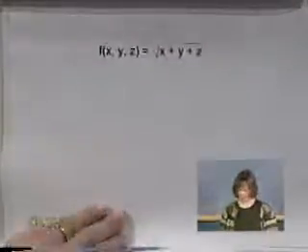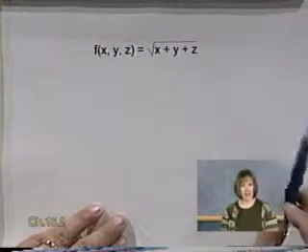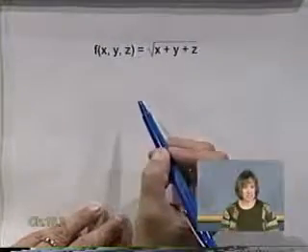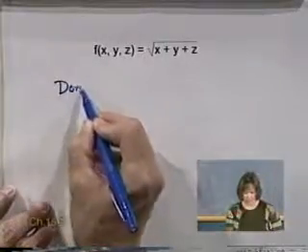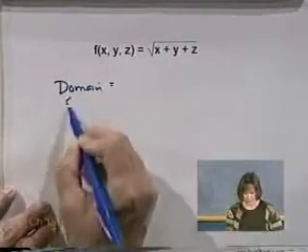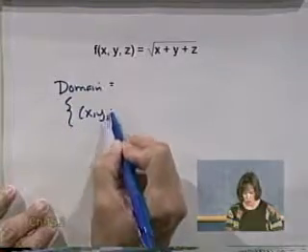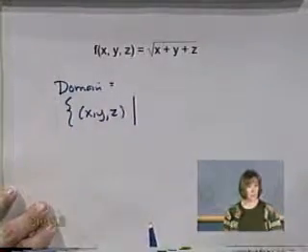One more. This one. Oh, I'm lying. There's 2 more. Okay, this one. F of x, y, z. Uh-oh. The domain for this function's in R3, right? So my domain is going to be the set of all x, y, z such that what has to happen?